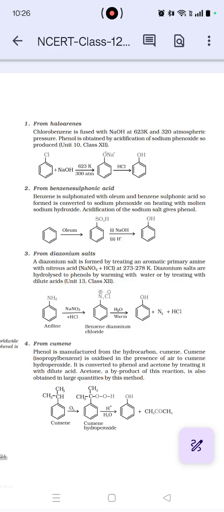Second, from benzene sulfonic acid. Benzene is sulfonated with oleum and the benzene sulfonic acid so formed is converted to sodium phenoxide on heating with molten sodium hydroxide. Acidification of sodium salt gives phenol.